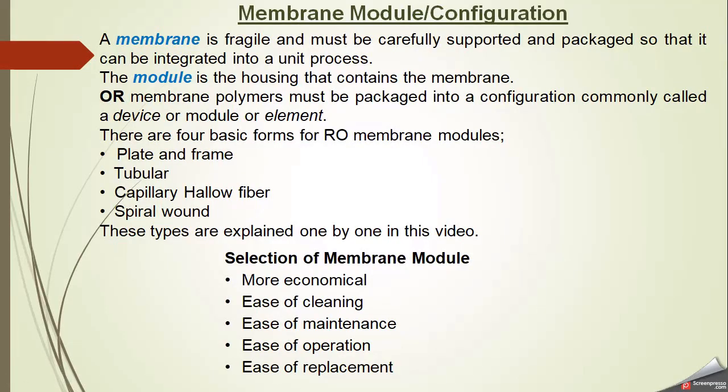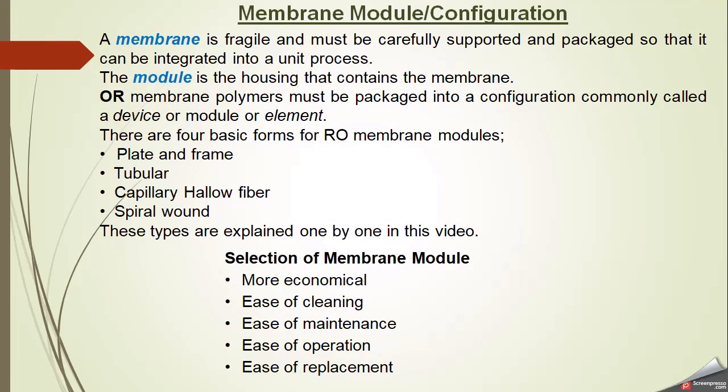In the previous video we described the different materials used in the formation of the membrane. Now, a membrane, which is a polymer material, is fragile and must be carefully supported and packed so that it can be integrated into a unit process. So what is a module? A module is the housing that contains the membrane, or membrane polymers must be packed into a configuration commonly called a device, module or element. There are 4 basic forms of RO membrane modules: plate and frame, tubular, capillary hollow fiber, and spiral wound.